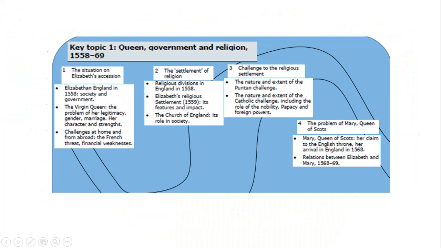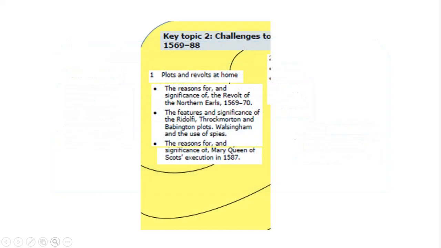The last 9 lessons, we've looked at Elizabeth's problems when she became queen, we've looked at the religious issue, we've looked at the religious settlement, we've looked at Mary, Queen of Scots, and the relationship between Elizabeth and Mary and the problems that caused. So we've covered all of that information in the first of 3 sections of the syllabus, and not only have we done that, but we've also moved on to the second section of the syllabus on challenges to Elizabeth, and we've covered the revolt of the Northern Earls, we've covered the Ridolfi, Throckmorton and Babington plots, and the significance of the execution of Mary, Queen of Scots.